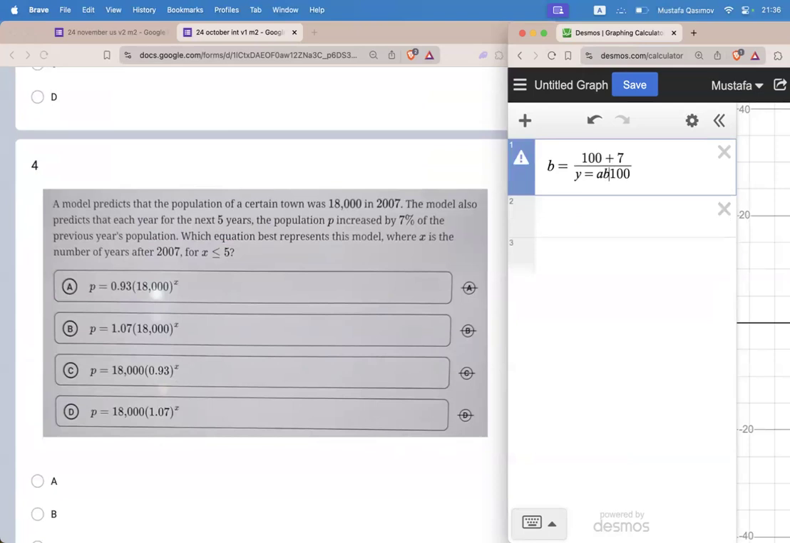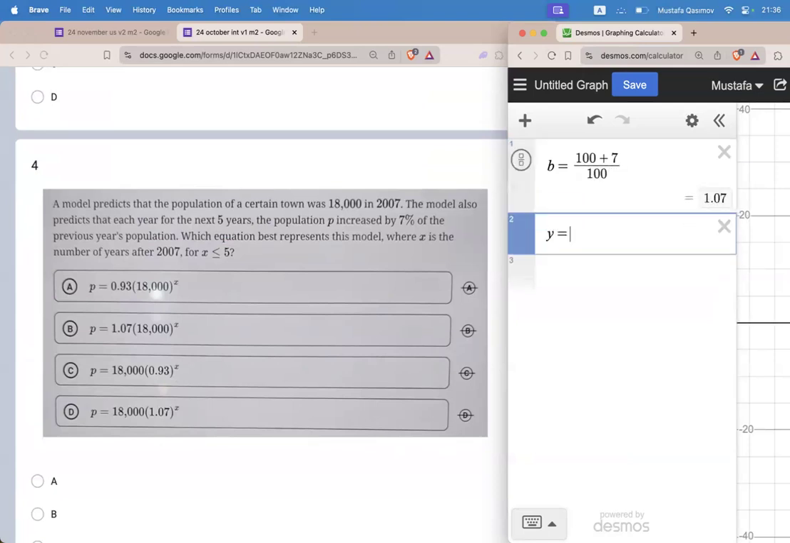It is an exponential function. Exponential.